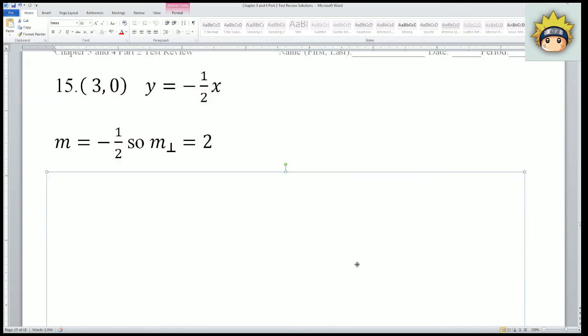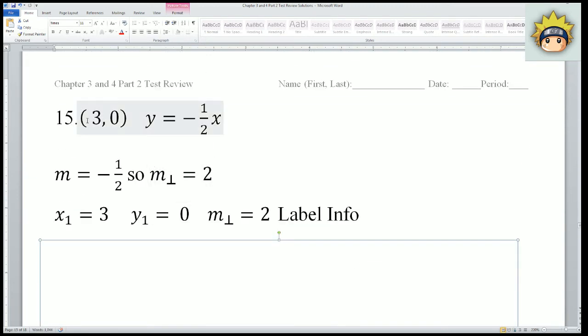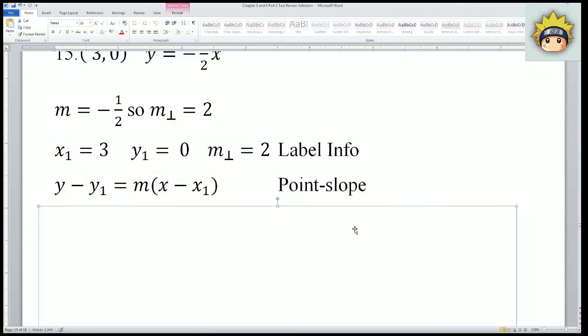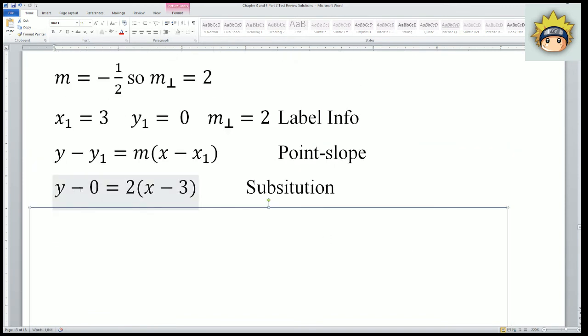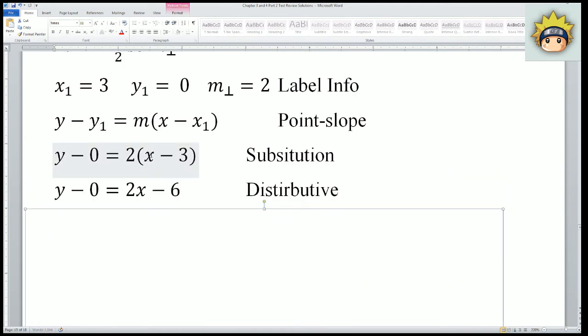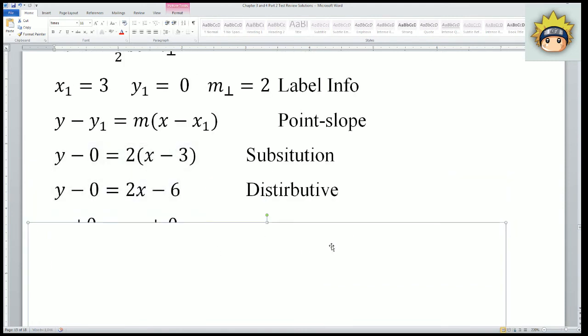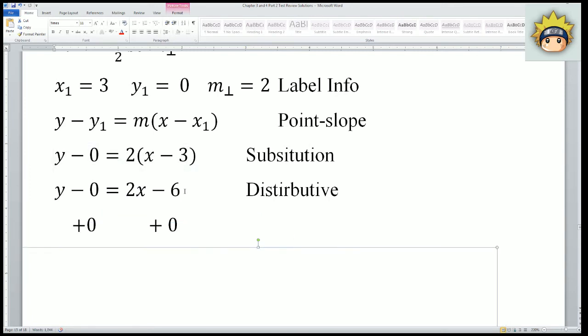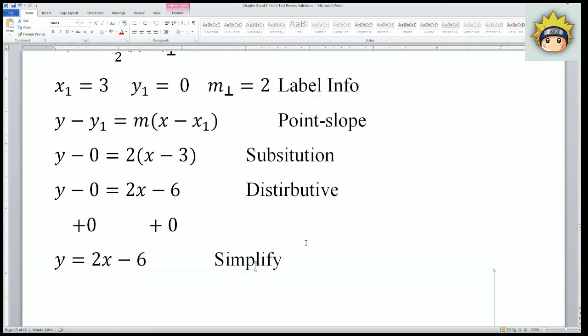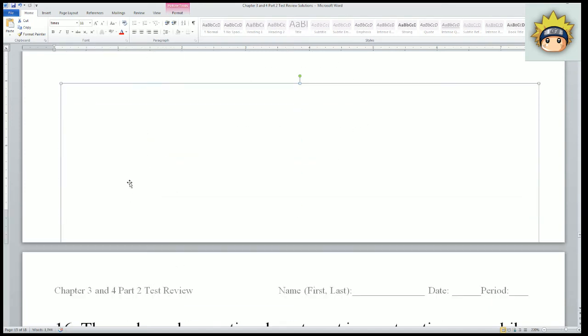Good, there you go. Here's the points, 3 for x1, y1 is 0, perpendicular slope is 2. Point slope form, y minus 0, because that is y1. M is 2, x1 is 3. Okay, distribute in. 2 times x is 2x. 2 times 3 is -6. Add 0 to both sides. Y is equal to 2x minus 6. There you go. Okay, the next one is a word problem, I believe.